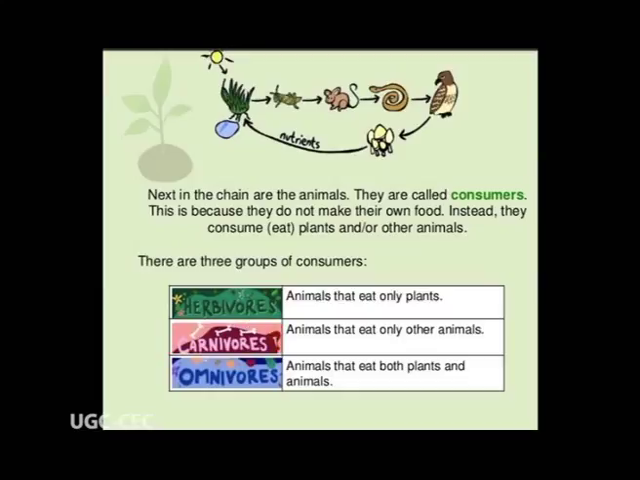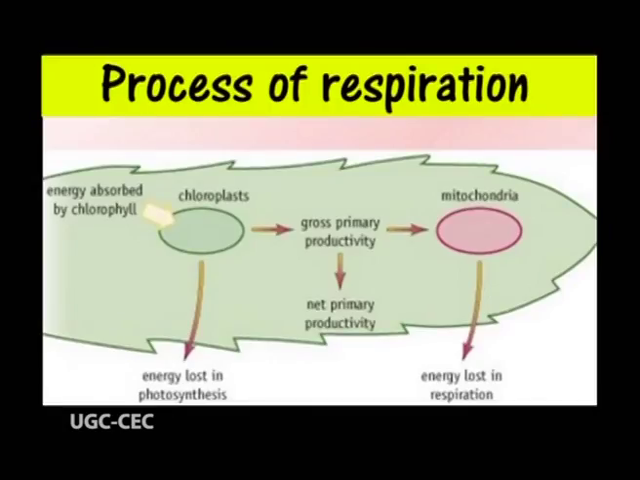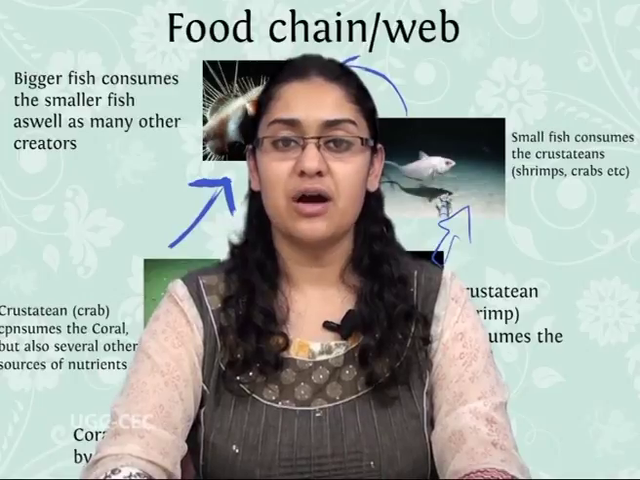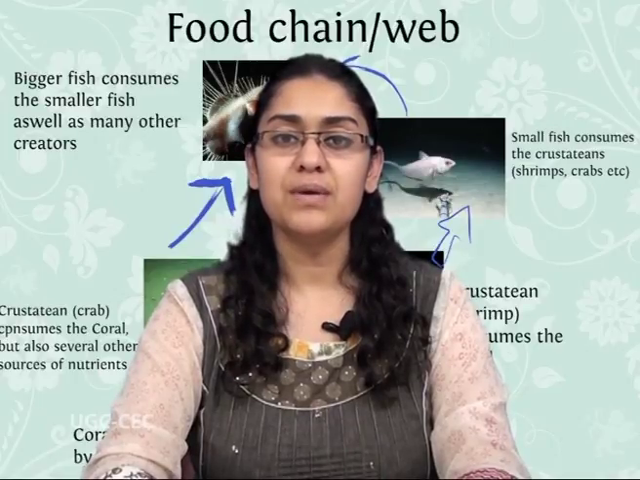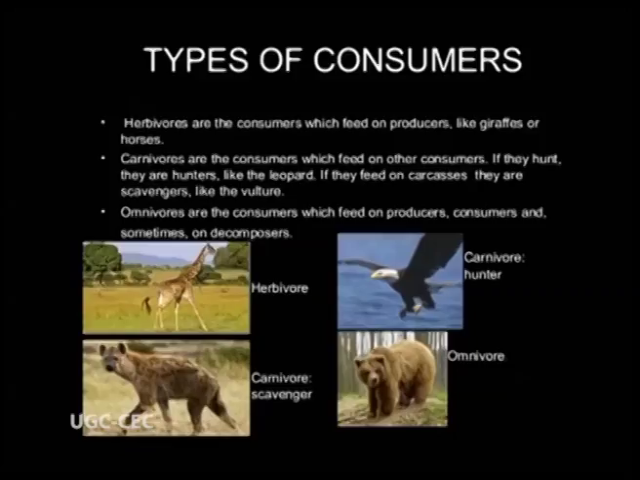The herbivores eat plants and get some of the energy from the plants. It uses part of the energy for growth, movement, reproduction, etc. Some of the energy is lost through the process of respiration. For example, in a simple food chain, a deer, a giraffe, or a goat may be the link that serves as the secondary stage of the food chain.